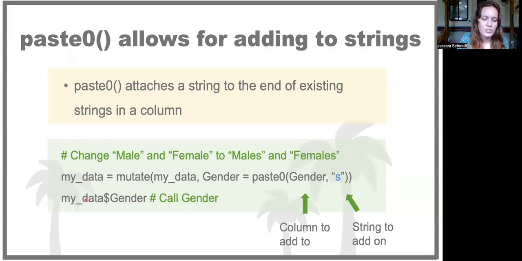And then here, I'm just calling the gender column, my_data$gender, to make sure that it actually works. And if everything is going according to plan, and we're not missing any commas or brackets or weird spaces or anything like that, it should work.